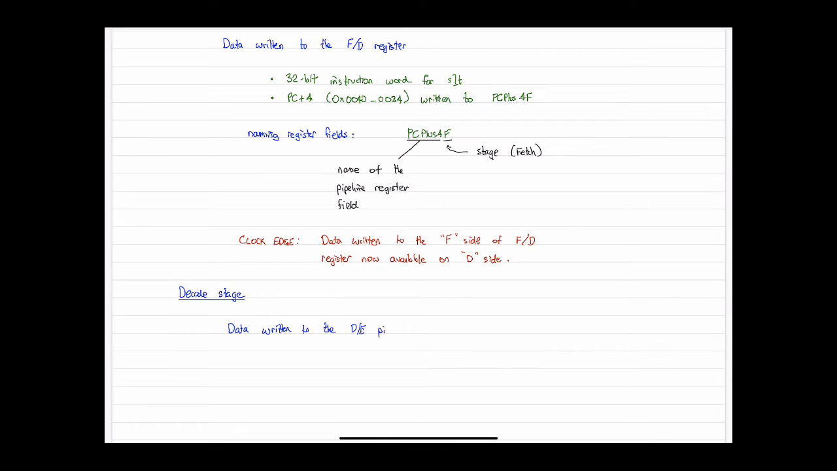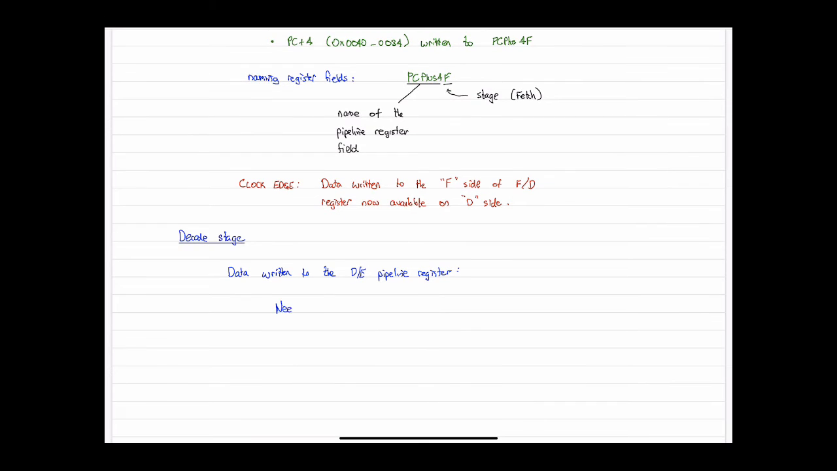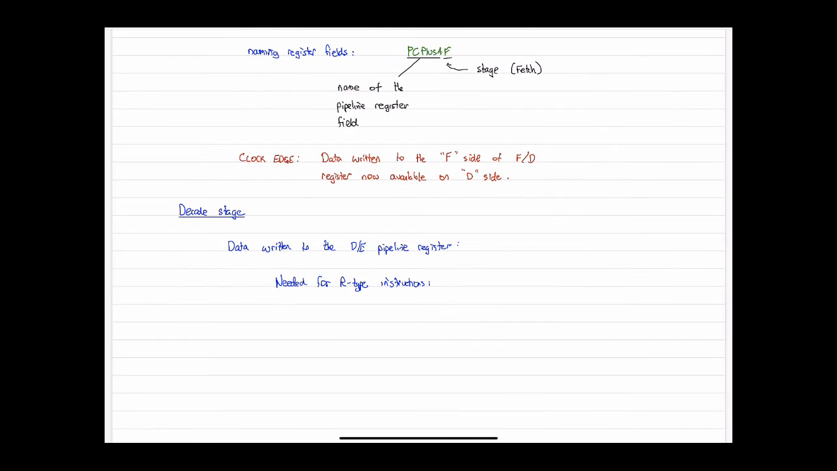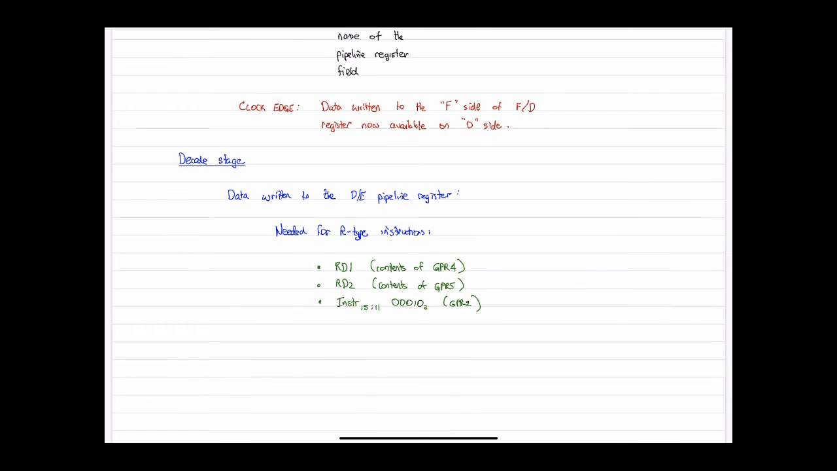Meanwhile, our SLT instruction is now in the decode stage. And what gets passed on to the next pipeline stage, first of all, is what's needed for the R-type instruction. So basically the contents of our two registers, which were 4 and 5. So RD1, RD2 from the register file, the contents of those two registers. And as we pointed out earlier, what also needs to go along with that is the destination register, which was general purpose register 2.